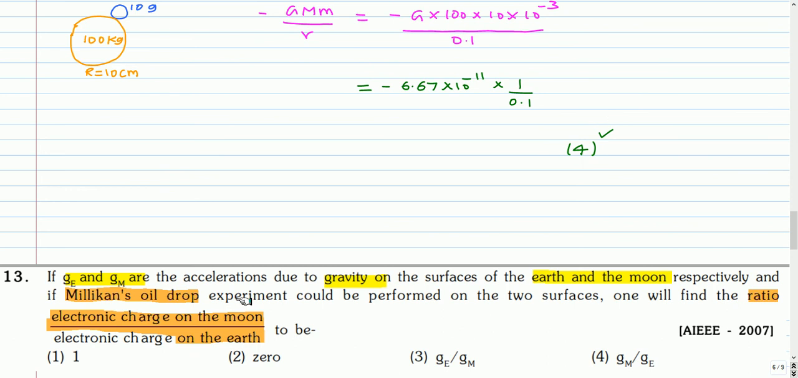This is the next question. If g_e and g_m are the acceleration due to gravity on the surface of Earth and Moon respectively, and a Millikan oil drop experiment could be performed on the two surfaces, one will find the ratio of electronic charge on Moon to electronic charge on the Earth to be. You can pause and attempt this question.